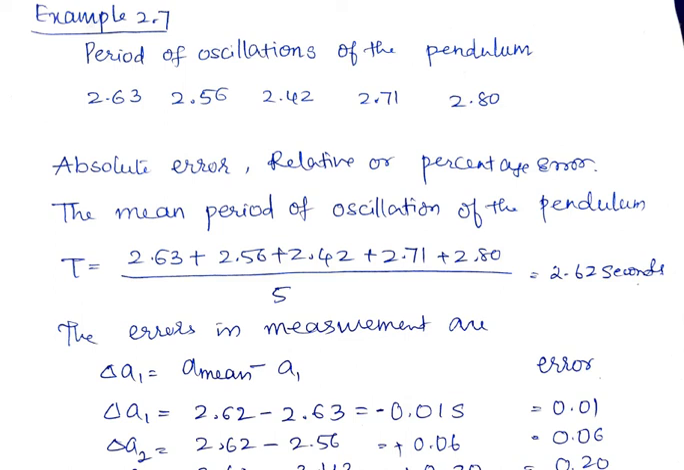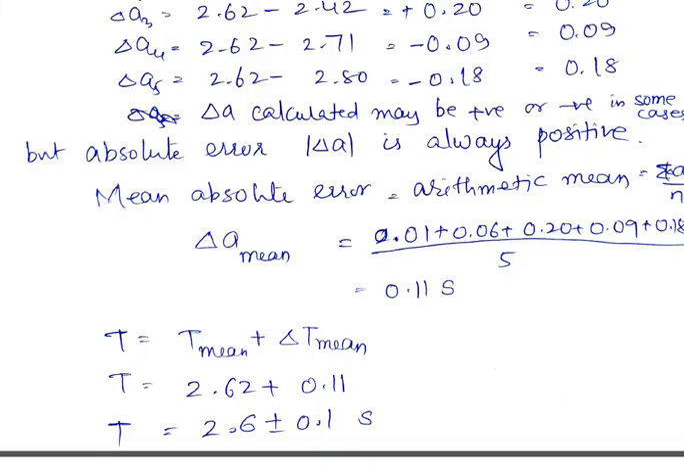Then the next step is to calculate the absolute errors. How many are there? 5. So there will be 5 absolute errors: A mean minus A1, A mean minus A2, A mean minus A3, and so on. These are the absolute errors. Then the next task is the mean absolute error. How to find it? It is the arithmetic mean of all the absolute errors: add the errors and divide by 5.